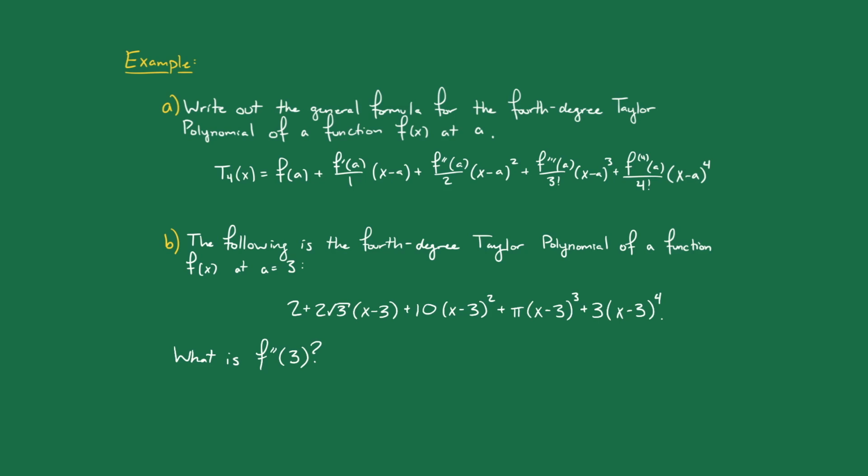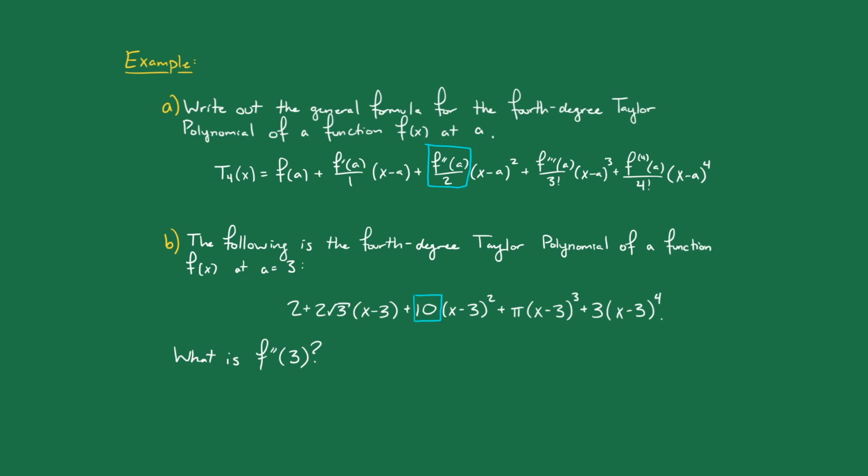Well, let's compare the Taylor polynomial we were given with the general formula we wrote down in part A. Where does the second derivative of f show up in the general formula? It shows up here, right before the x minus a squared. Therefore, if we want to find the second derivative of f at 3 in our current example, we should be looking at the coefficient of the x minus 3 squared, which is 10.